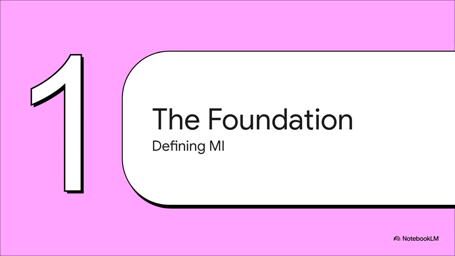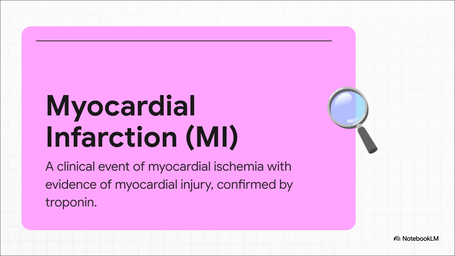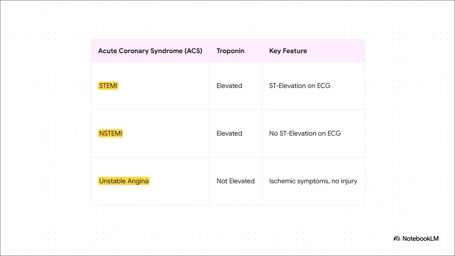Before we can diagnose anything, we need to be speaking the same language. Getting this definition right is absolutely crucial because honestly, everything else we do flows from it. So here's the key distinction you have to burn into your brain. Myocardial injury is not the same thing as a myocardial infarction. Injury just means there's some damage, which we see with a positive troponin. But an infarction, that's injury happening in the specific context of ischemia, a lack of blood flow. You absolutely need both. And this leads us to the big three players in acute coronary syndrome, or ACS.